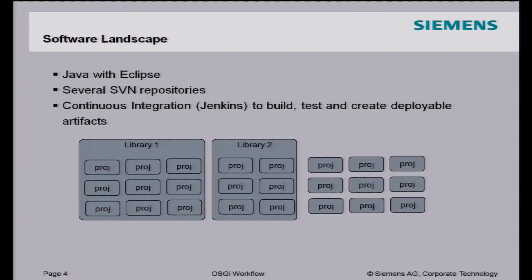Our software landscape. We are programming with Java. We are using Eclipse. We store our source code in multiple SVN repositories. And we are using continuous integration like Jenkins or Hudson to build and test centrally, and also to create some deployable artifacts.